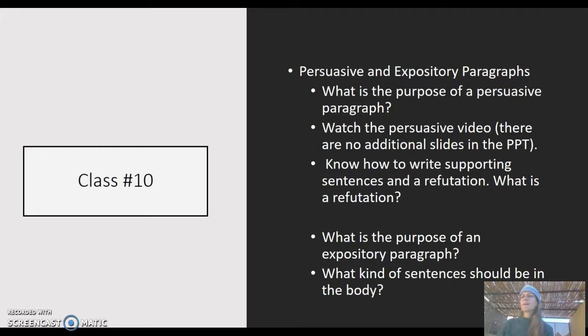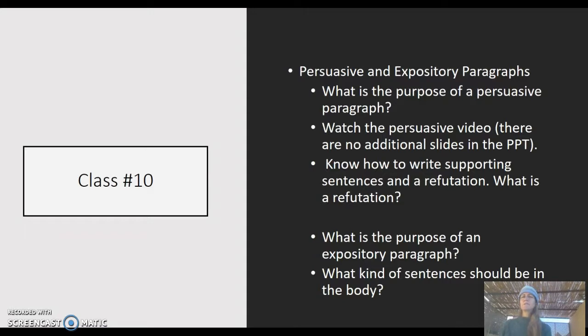Class number 9 was our practice essay, practice paragraph day. You all had feedback on your paragraphs there. So class number 10, we finally moved on to persuasive and expository paragraphs, highlighting the differences in the body of each of these. And hopefully you remember that we came to the conclusion that the introduction and the conclusion to your paragraph stay largely the same, no matter what purpose your paragraph has. However, the body of the paragraph will differ.